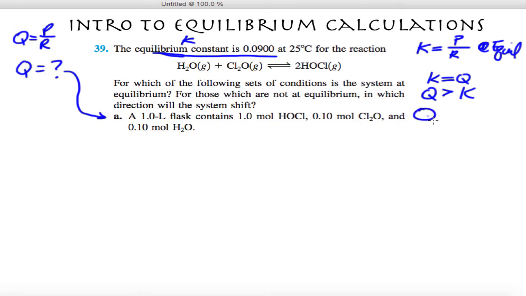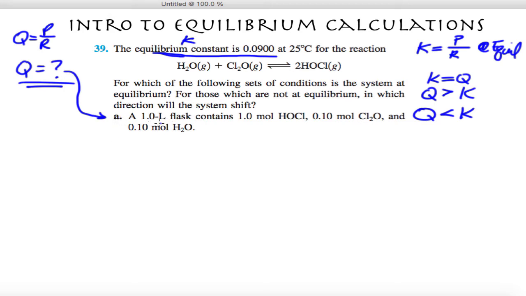Now if Q happens to be less than K, then I'm going to have the opposite happen, because if Q is lower than the value of K, then I don't have enough products yet, and therefore the reaction has to shift or react towards the product side and produce more products and use up the reactants to try to approach the value K until it gets to, of course, K. So let's take a look at the information. I know that I'm calculating Q, and then I'm going to compare it to K because I'm trying to figure out if the system's at equilibrium.